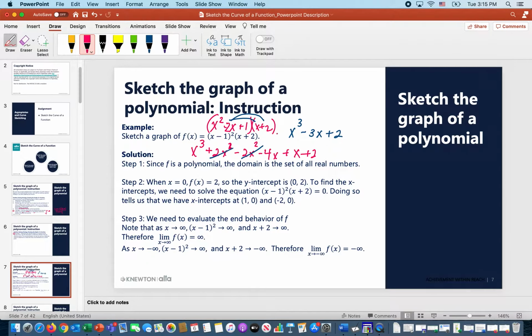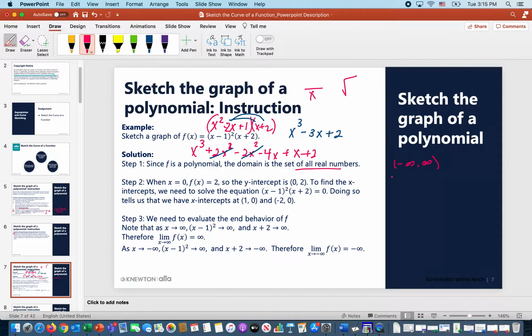Now, this is a polynomial function. In other words, there are no division signs, there are no square roots. So when I think about the domain of a polynomial function, it's the set of all real numbers. In other words, the domain is negative infinity to infinity. Step 2 was to go in and find the x and y intercepts. So when x is 0, we get a y value of 2.